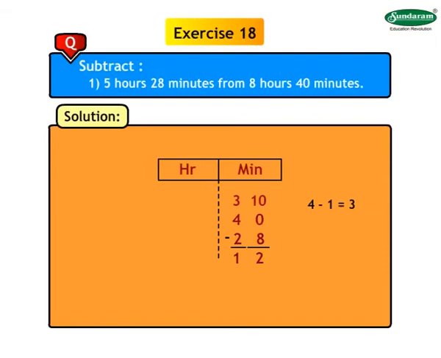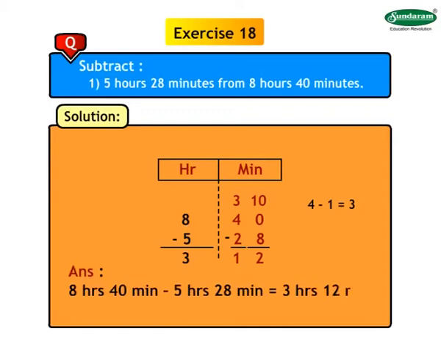In the hours column, we have 8 hours minus 5 hours is equal to 3 hours. Therefore, the answer is 8 hours 40 minutes minus 5 hours 28 minutes is equal to 3 hours 12 minutes.